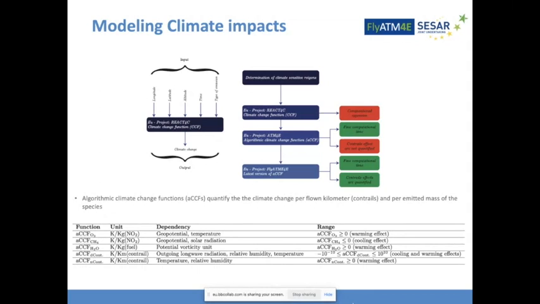These ACCFs, algorithmic climate change functions, quantify the climate change per flown kilometer or per emitted mass of species. Here is the dependency of these algorithmic climate change functions on weather data. In fact, we calculate these ACCFs based on standard weather variables. For example, for ozone, we calculate using geopotential and temperature. And here is the unit.